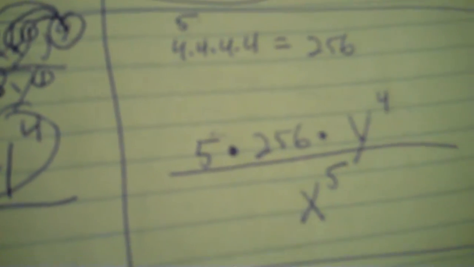Now at bottom you have x to the 5th. Now you can multiply these two on top. After you have this done, is there anything you can multiply on top? Yeah, there is. 5 times 256. That gives me a product of 1,280. Just scribble it out there and just put 1280.